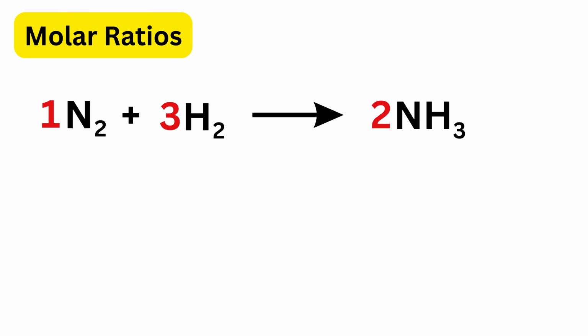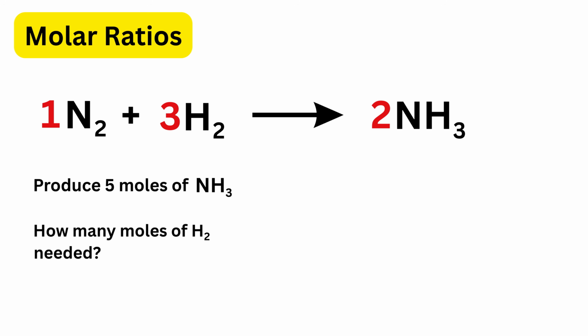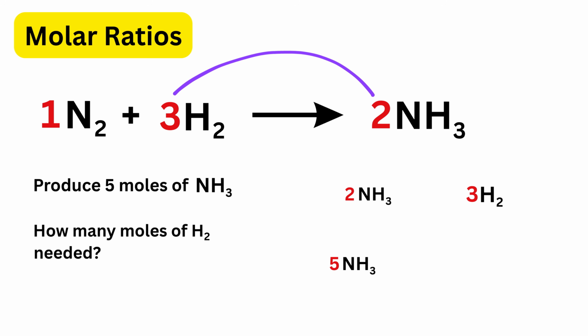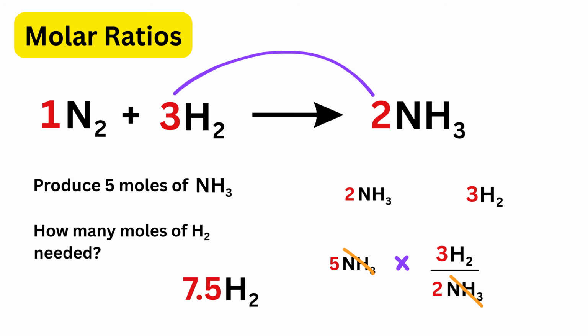Now let us try another example. Suppose we want to produce 5 moles of ammonia. How many moles of hydrogen are required? The balanced equation tells us that 2 moles of ammonia correspond to 3 moles of hydrogen. Therefore, we start with 5 moles of ammonia and multiply by 3 moles of hydrogen divided by 2 moles of ammonia. After canceling the ammonia units, we obtain 7.5 moles of hydrogen.